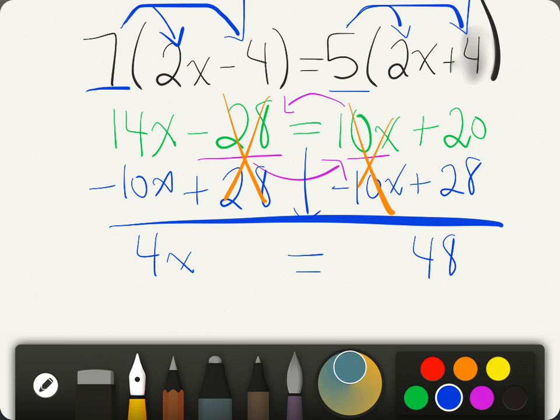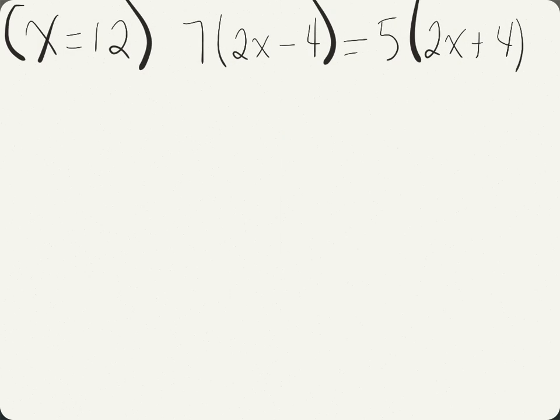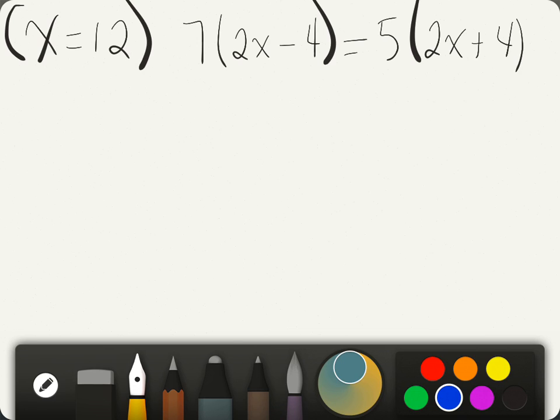So now I have 4x equals 48. So if I want to get x by itself, I need to divide by 4 on my left side and divide by 4 on my right side. 4 divided by 4 is 1, so we're left with x equals 48 divided by 4 is 12. Now we want to check our answer. If x is in fact 12, we're going to sub it into the original equation.